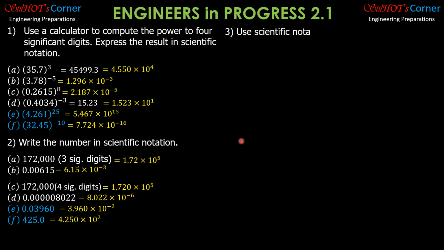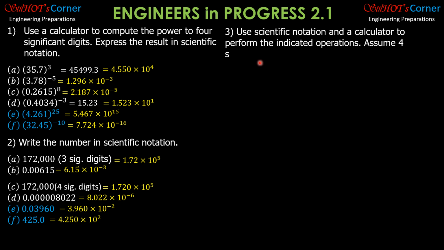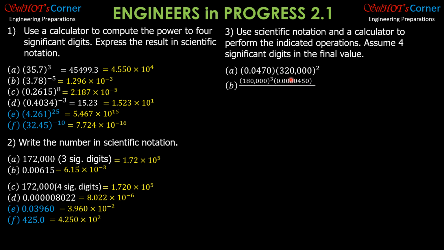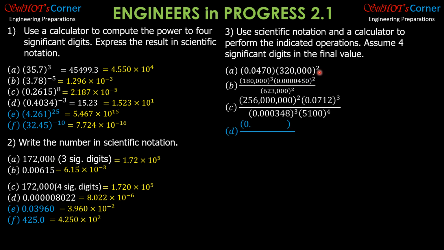Then problem 3: use scientific notation and a calculator to perform the indicated operations. Assume 4 significant digits in the final value. Of course, if you use your calculator and write 320,000 squared, I don't think the calculator can display that value. So that's why, before multiplying, we first express the numbers in scientific notation.